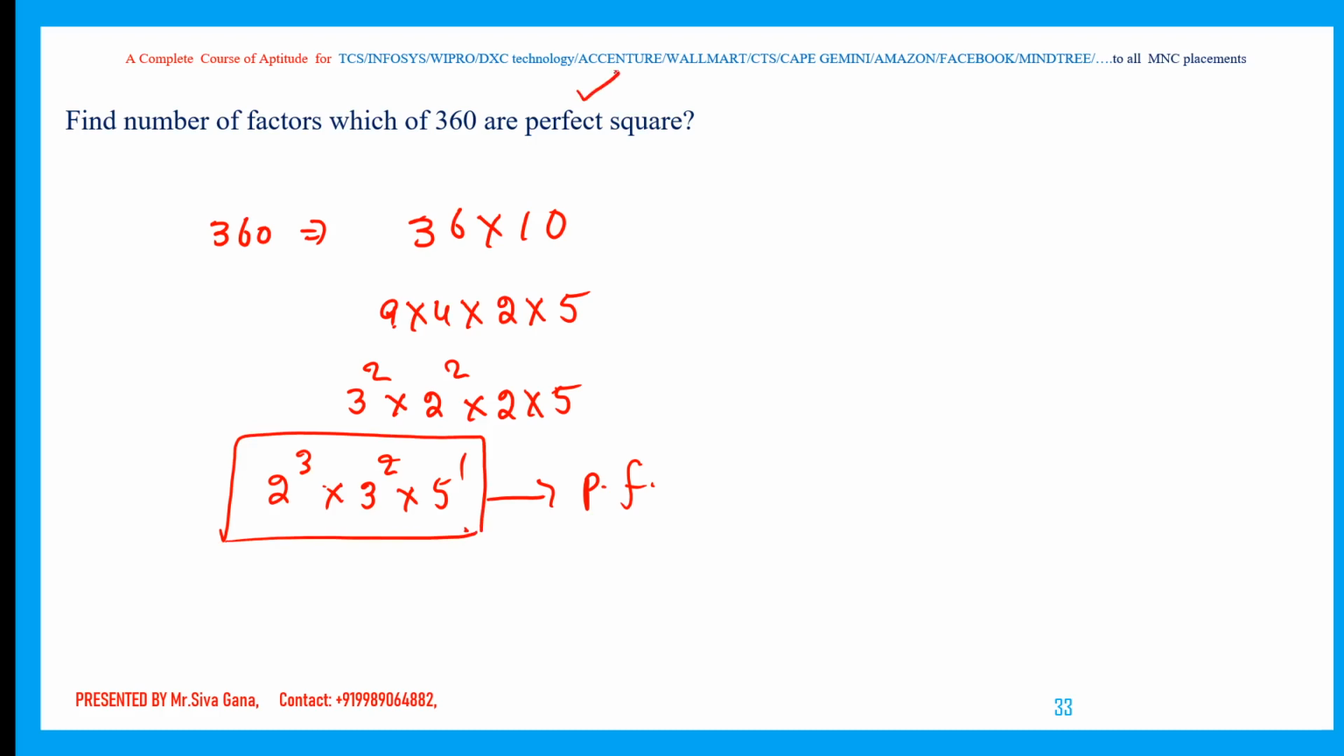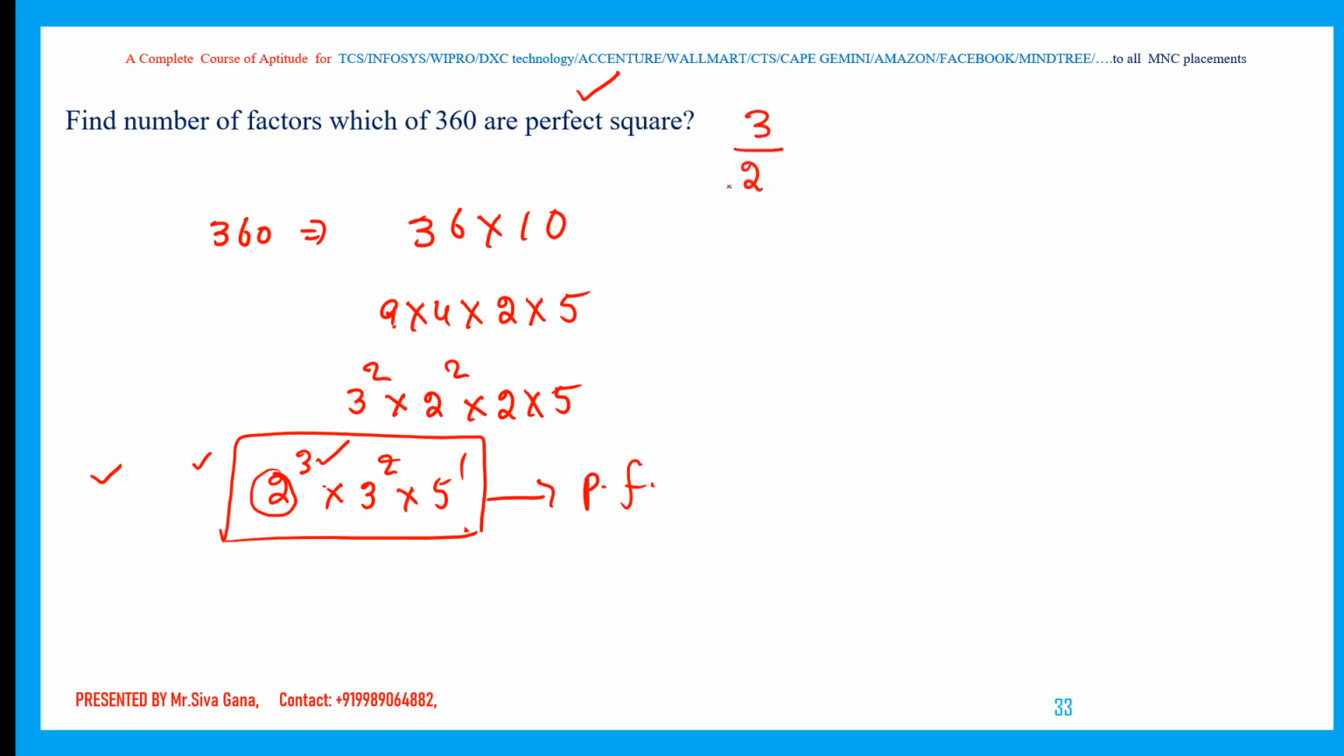I already explained the number of factors and multiples topic, all these concepts at length. Now, this is a paper explanation kind of video, so I'm directly telling the process. After writing the prime factorization, divide the power by 2. For the prime base 2, the power is 3. Divide this power by 2.